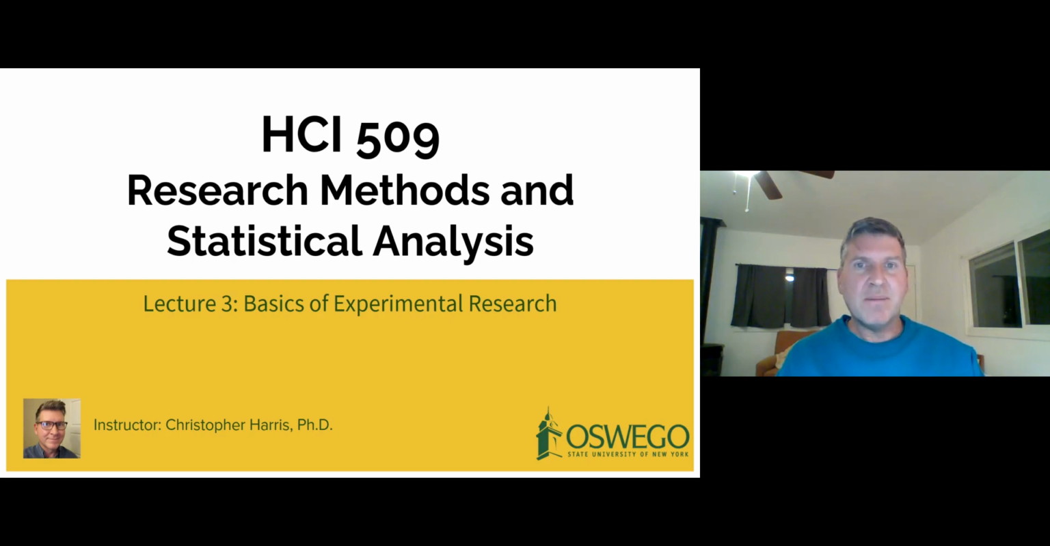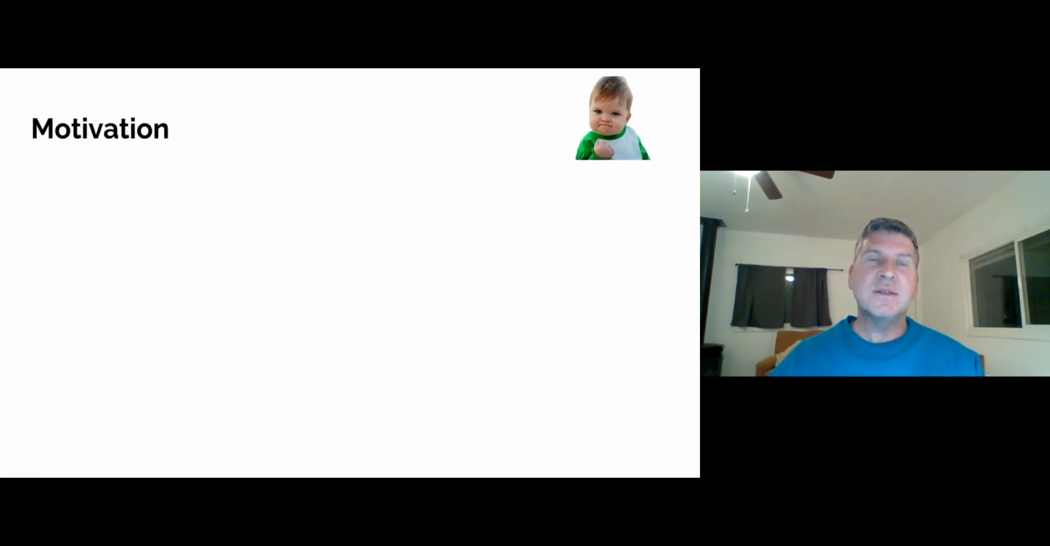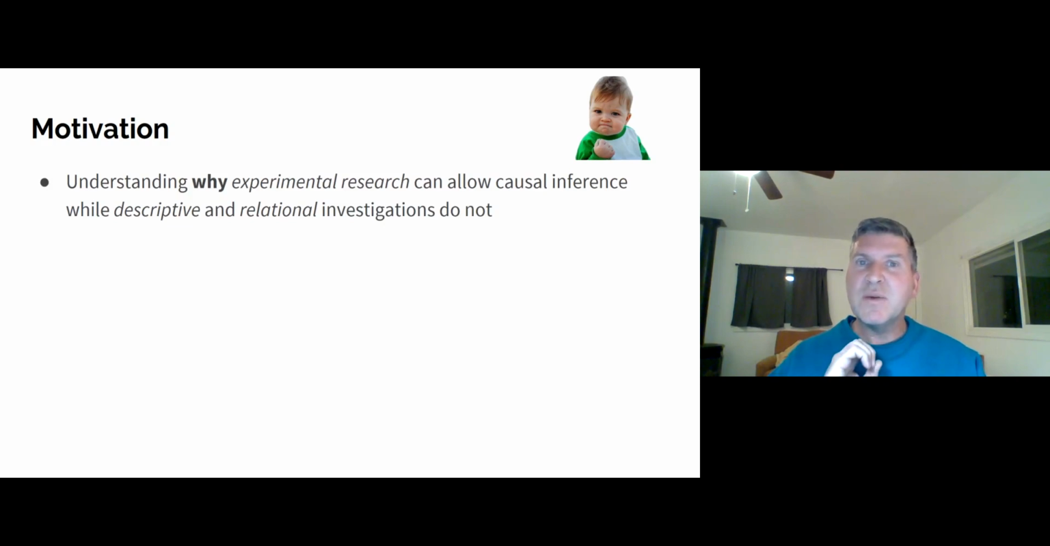In this lecture, we're going to talk about the basics of experimental research. This is a shorter lecture, but it's focused on something that's rather important to research design. So the motivation here is we want to understand why experimental research can allow causal inference while descriptive and relational investigations don't. Remember, we talked about this in the last lecture. We had descriptive, which had the least power, relational, which was in the middle, and experimental, which had the additional benefit of having causal inference to look at two different factors.